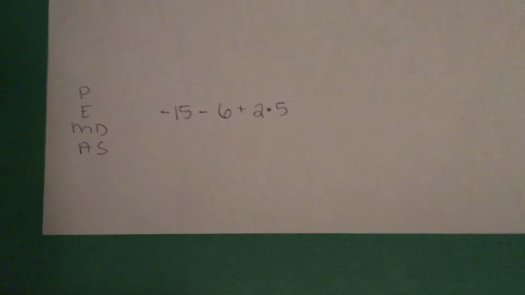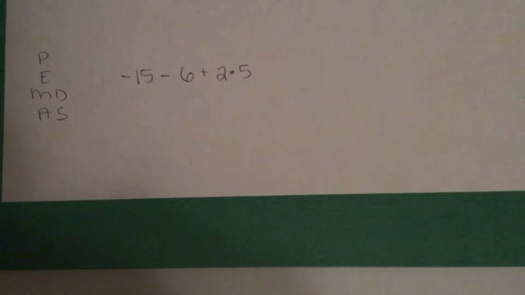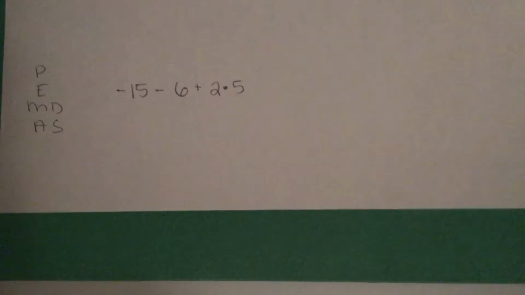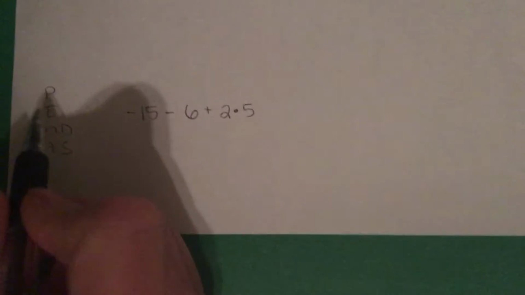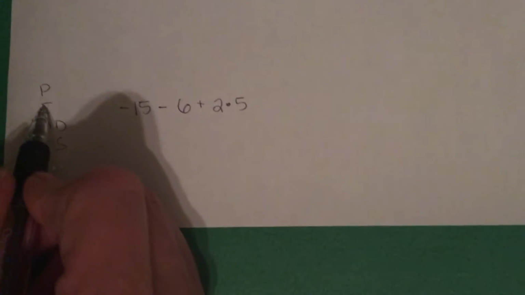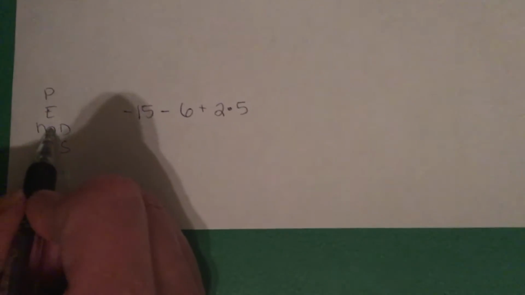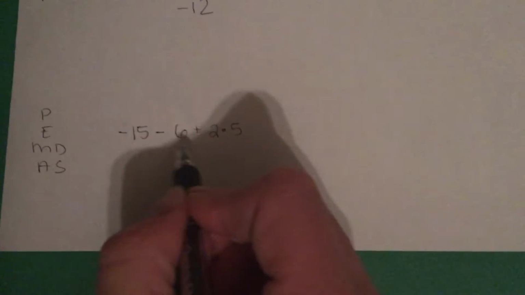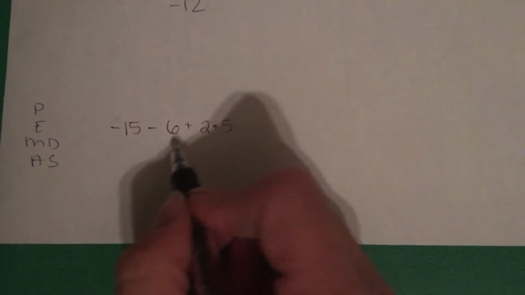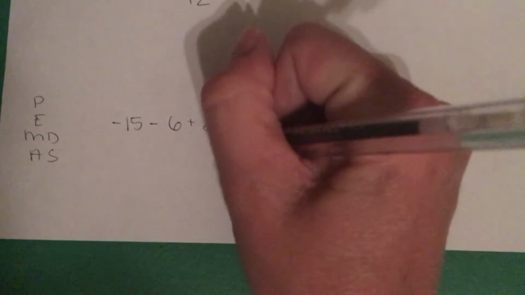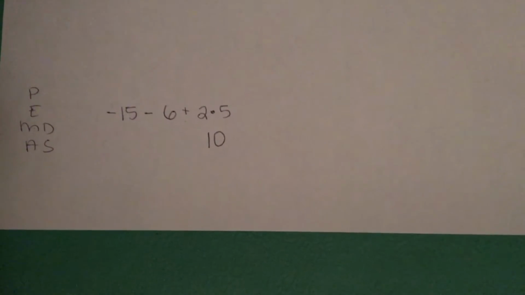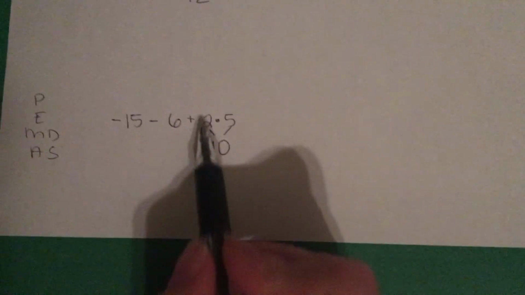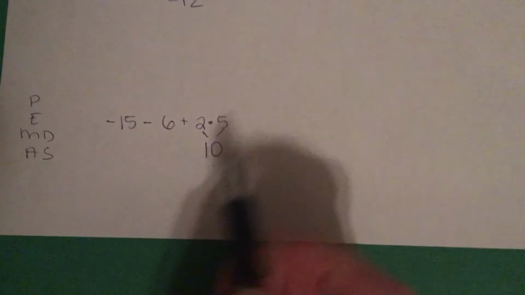Now, the last question I have for my short little video here has -15 minus 6 plus 2 times 5. So I'm going to go through all the rules of my PEMDAS. Are there any parentheses? Nope, not in this question. Any exponents? No. So then I'm going to do all of the multiplication and division. There's no multiplication anywhere else, just 2 times 5. When I do my multiplying, it takes the 2, it takes the 5, and it turns it into 10.